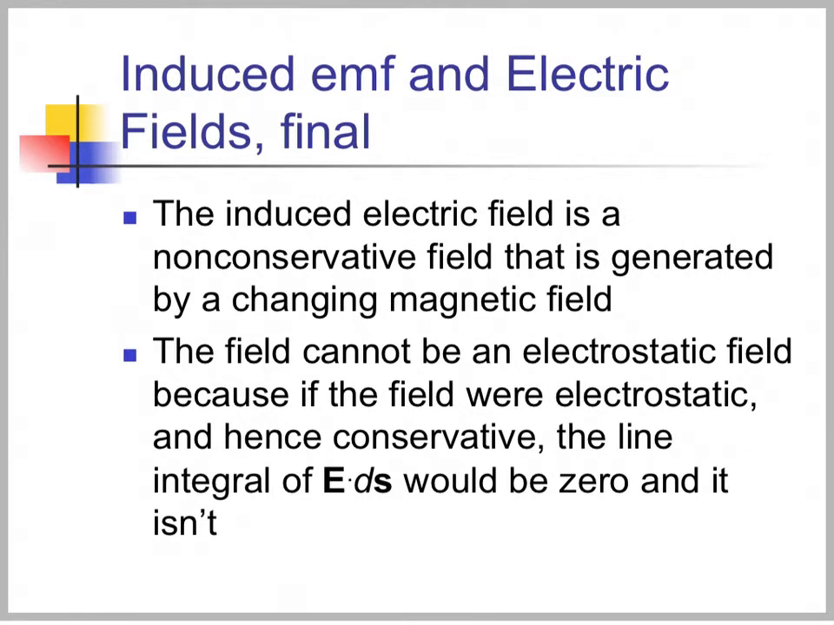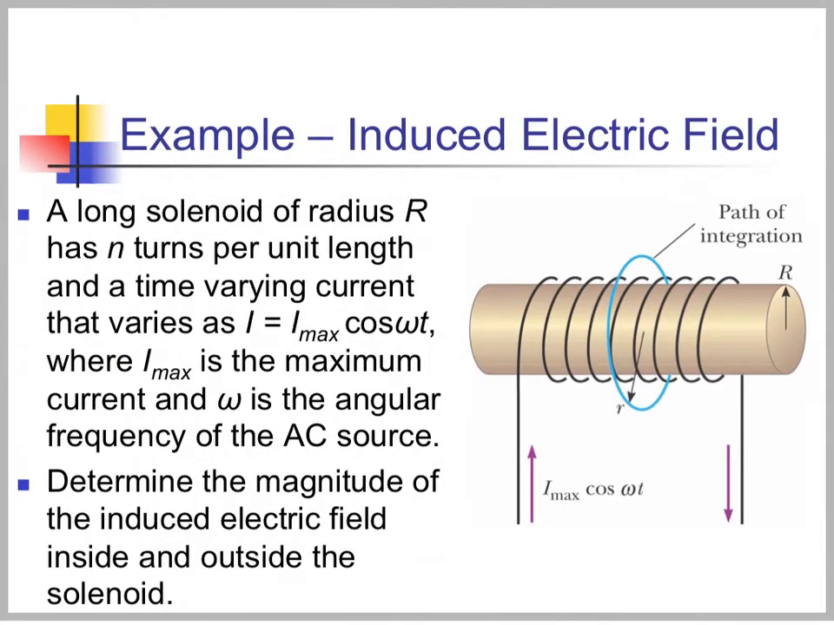The induced electric field is a non-conservative field that's generated by a changing magnetic field. The field cannot be an electrostatic field because if the field were electrostatic and therefore conservative, the line integral of E dot ds would always be zero, and it isn't. We can use this in problems.